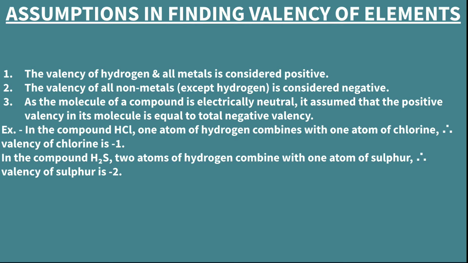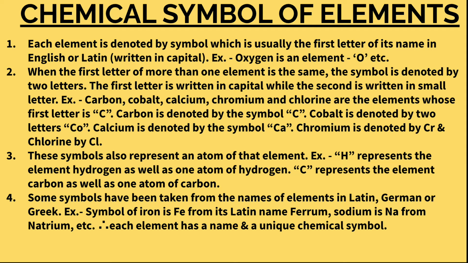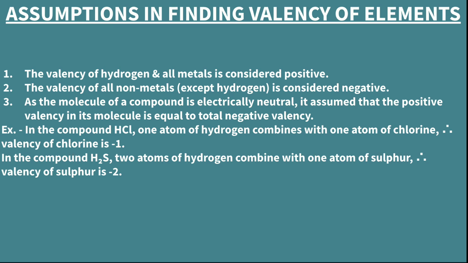Again, I've come to discuss the language of chemistry chapter according to ICSE syllabus class 8. In my last video of this subject, I discussed the valency and the chemical symbols of the elements. Now today I'm going to continue with the valency only. It is assumptions in finding the valency of elements. What are the assumptions that are taken when we find the valency of the elements?